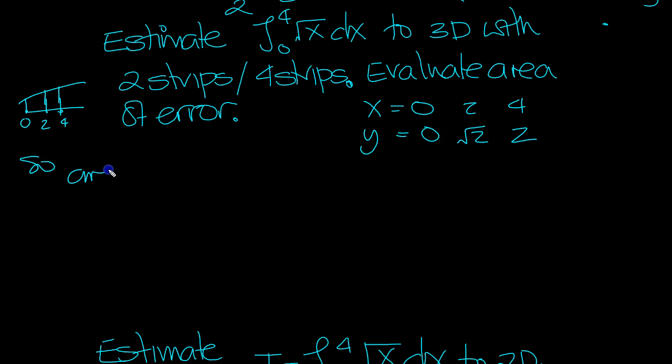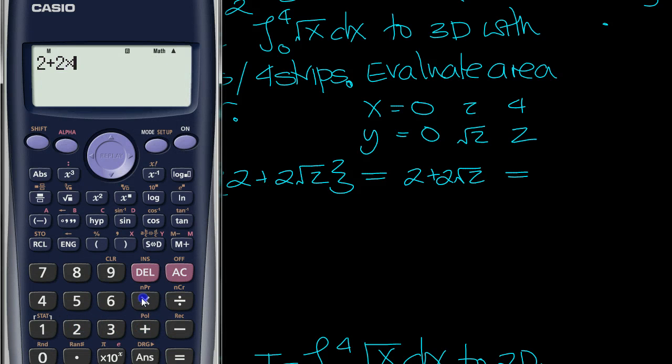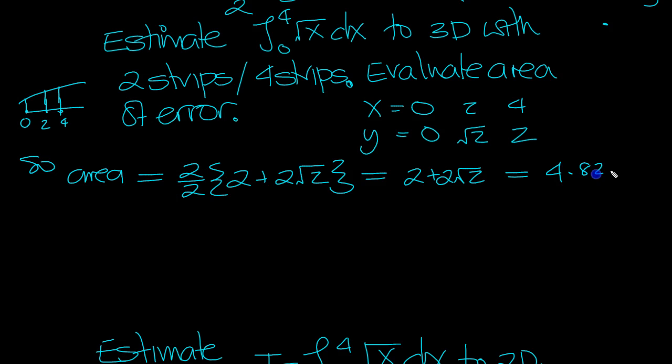So area then for the first problem, h over 2, so it's 2 over 2. The first plus the last, 0 plus 2 is 2, plus 2 times the one that's in between. There's only one ordinate in between, 2 lots of that. So we get 2 plus 2 root 2. We're working out to 3dp, so it's 2 plus 2 times the square root of 2, which is 4.828. That's the 3 decimal places. Okay, next one. We're going to do 4 strips.